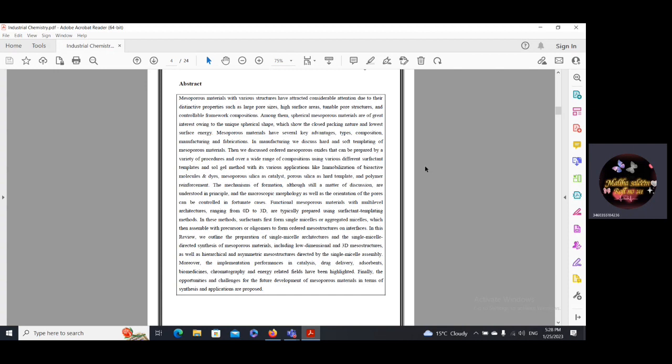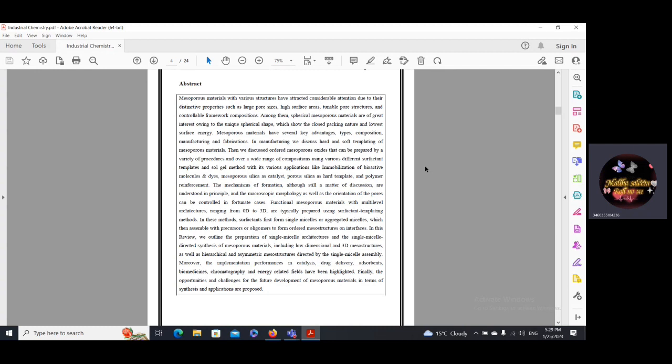Functional mesoporous materials with multi-level architectures ranging from 0D to 3D, that means zero dimensions to three dimensions, are typically prepared using surfactant templating methods. In these methods, surfactants first form single micelles or aggregated micelles, which then assemble with precursors or oligomers to form ordered mesostructures or interfaces.